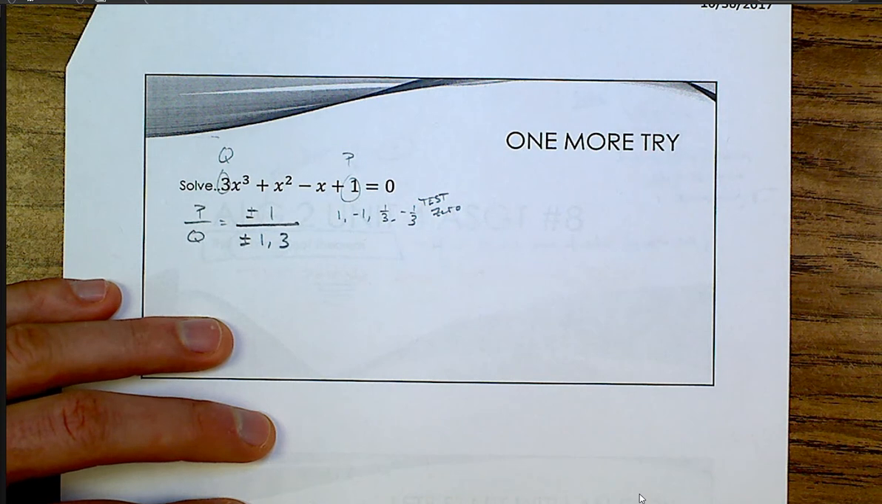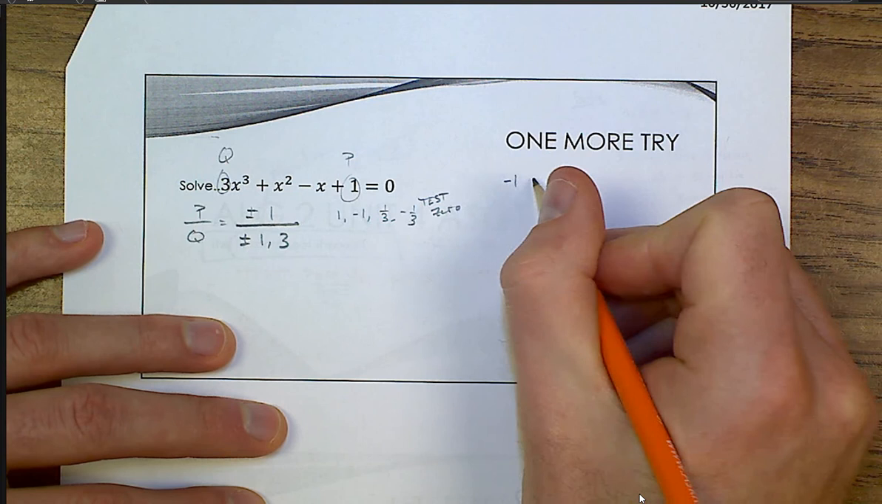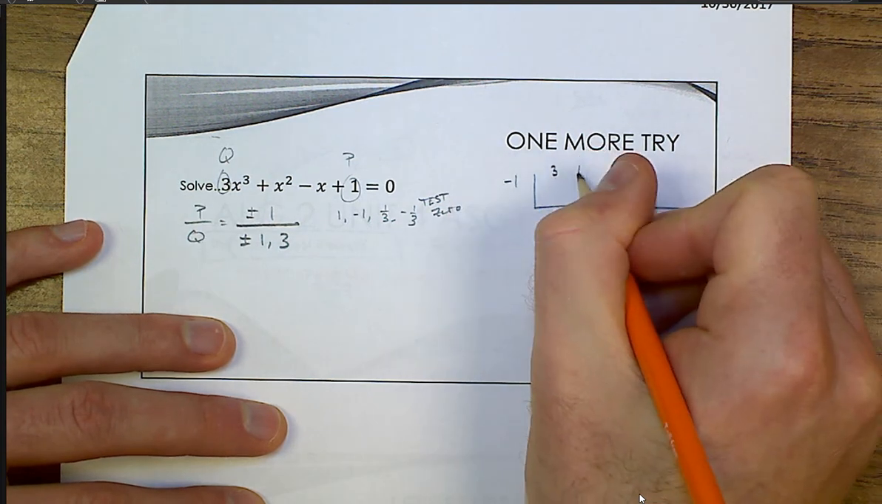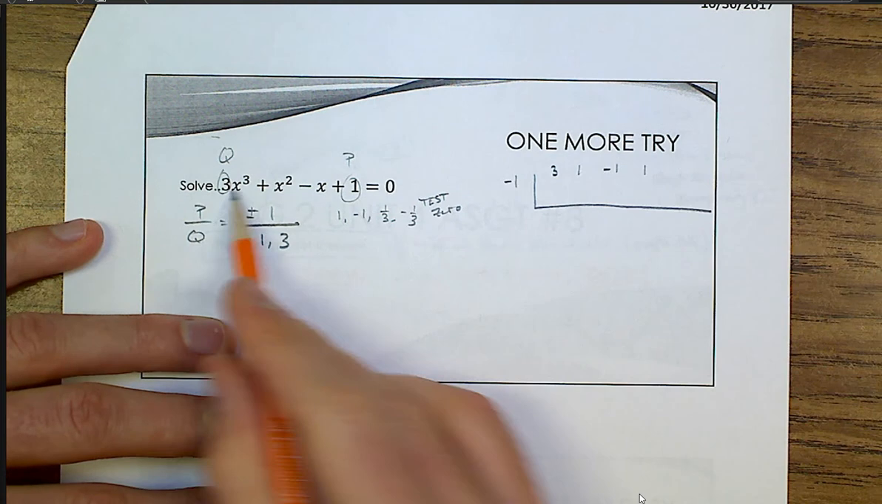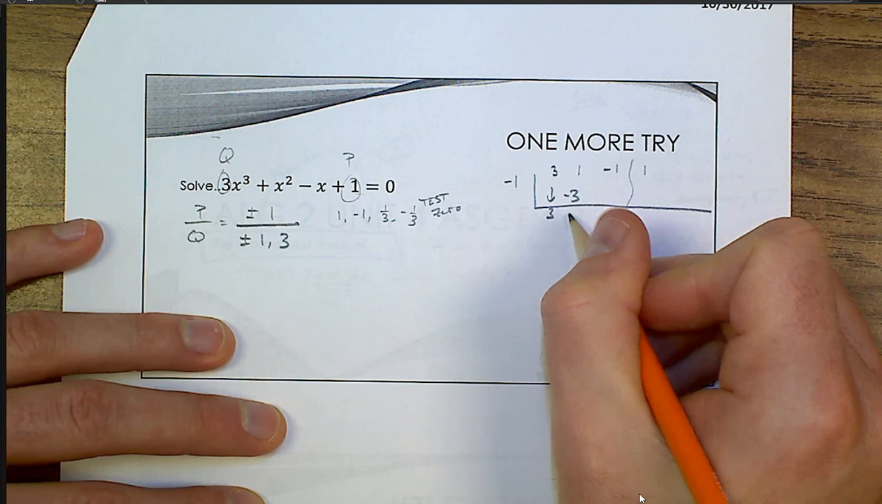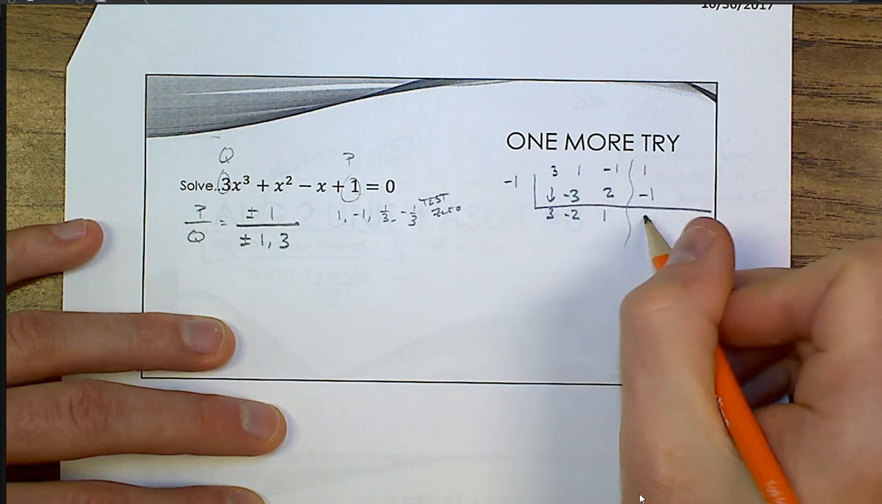So let's test them. I'm going to try negative 1. Since I had no luck with it last time, let's try it this time. So I'm going to have 3, 1, negative 1, and 1. Those are my synthetic division numbers here. Drop down the 3, negative 3, add to get negative 2, 2, 1, negative 1, 0. Look at that. Perfect. Love it.